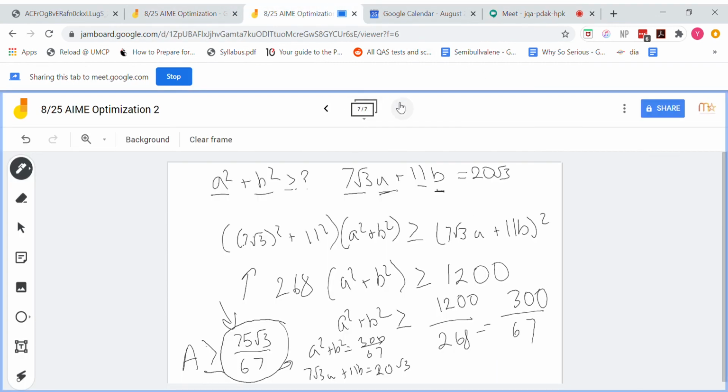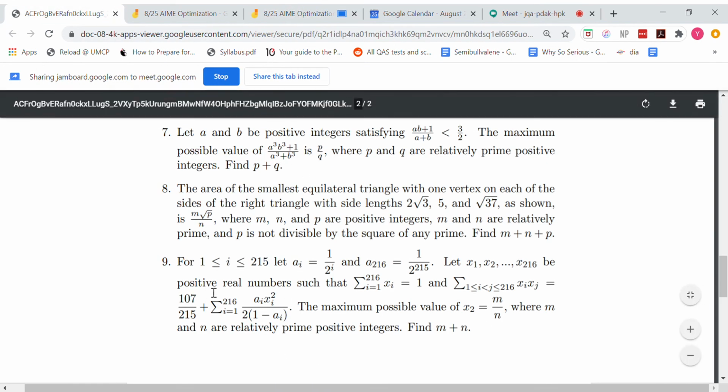Okay. So, now let's deal with this monstrous final problem. So a lot of symbolism first. A of I is equal to, so they're defined constants. A of I equals 1 over 2i, all the way to A of 215, and then A of 216 equals the deviation, a different constant. And then x1 through x216 are positive real numbers, such that they add up to 1. And then we're given this strange condition, and we're asked to find the maximum possible value of x2.